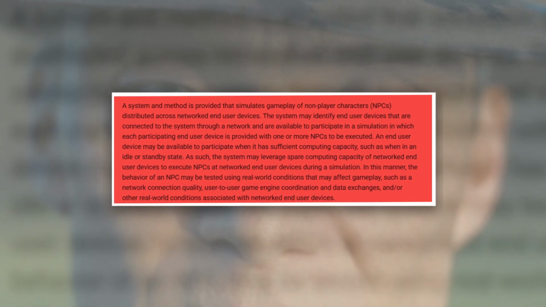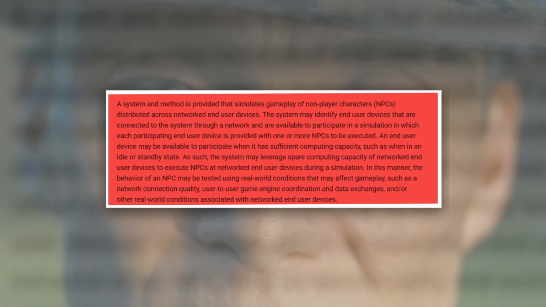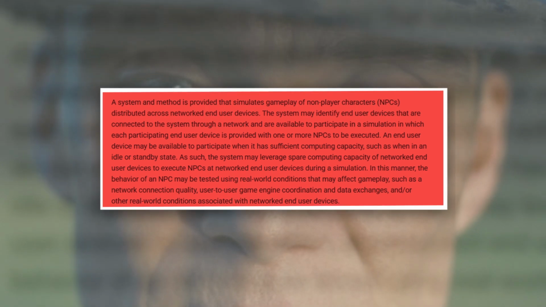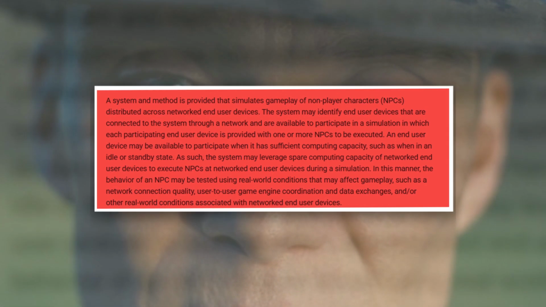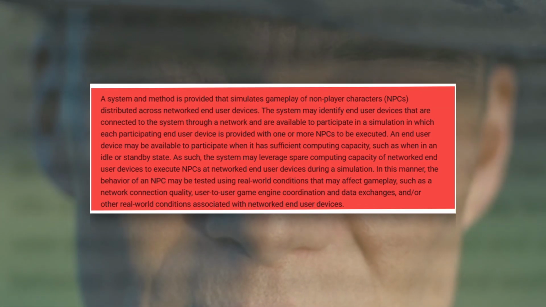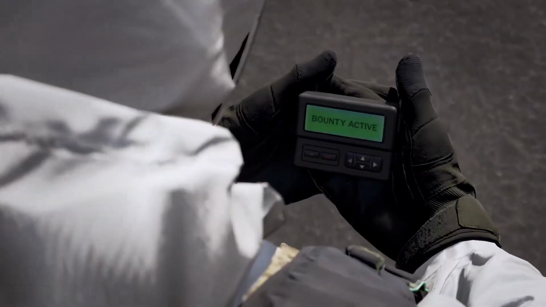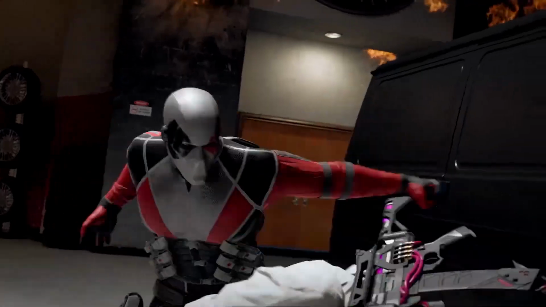"An end-user device may be available to participate when it has sufficient computing capacity, such as when in an idle or standby state. As such, the system may leverage spare computing capacity of networked end-user devices to execute NPCs at networked end-user devices." Translation: Call of Duty could be using your own device, your PC, console, or whatever you're playing on, to run AI simulations, even when you're not actively playing.